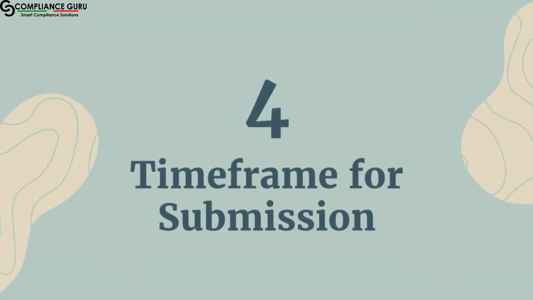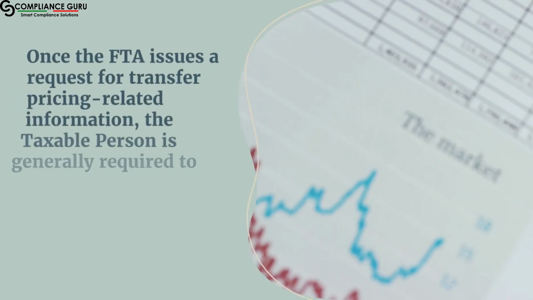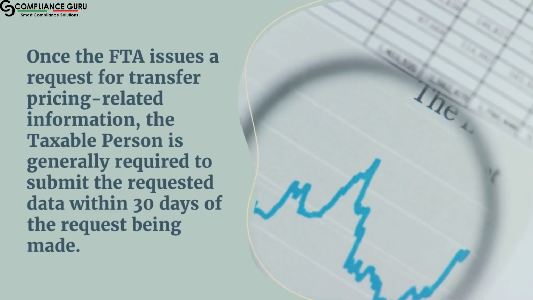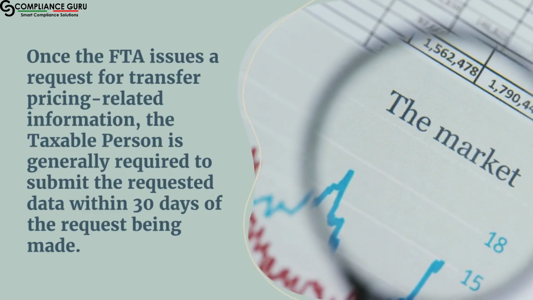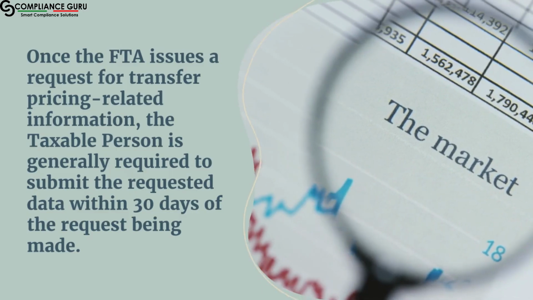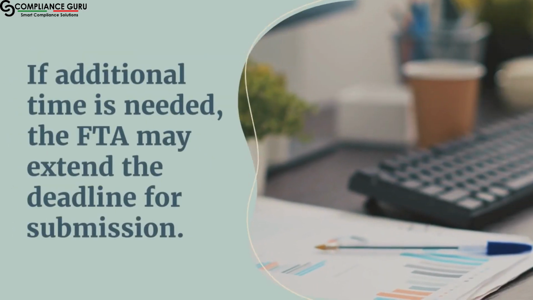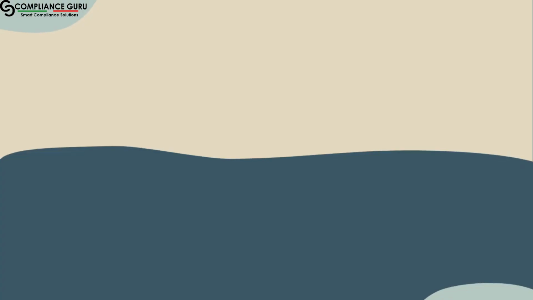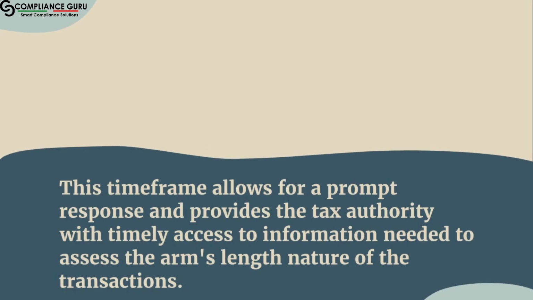4. Time frame for submission. Once the FTA issues a request for transfer pricing related information, the taxable person is generally required to submit the requested data within 30 days of the request being made. If additional time is needed, the FTA may extend the deadline for submission. This time frame allows for a prompt response and provides the tax authority with timely access to information needed to assess the arm's length nature of the transactions.